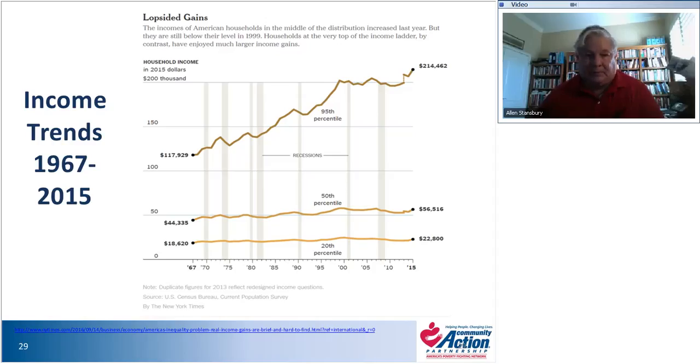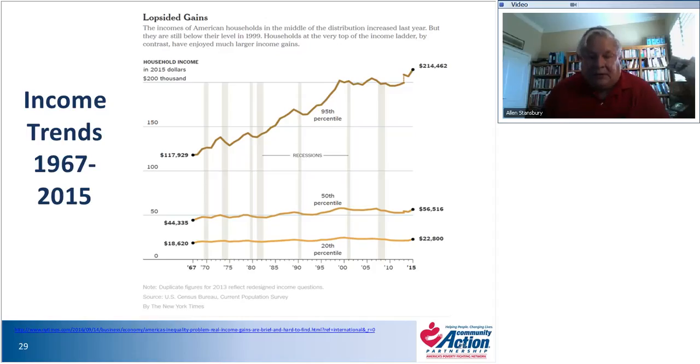Income trends. This really shows you where the upper income, the 95th percentile, their growth in earnings between 1967 and today has almost doubled from 117,000 annual income to over 214,000 annual income. Wouldn't we all like to be there? But only 5% of the entire U.S. population falls into that category.